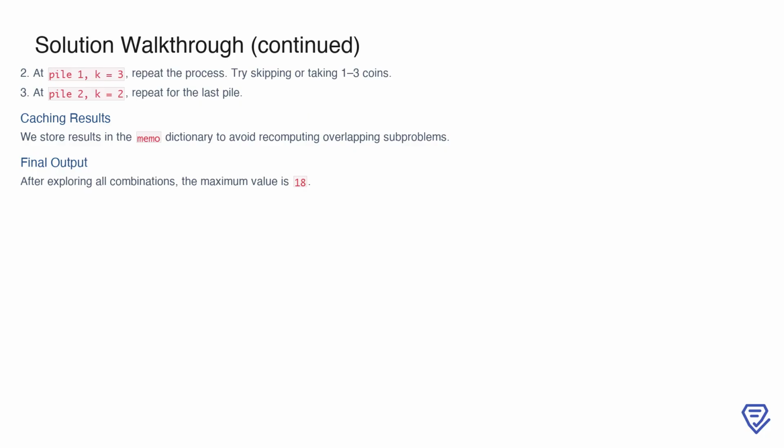We decide whether to skip the pile or take a certain number of coins, using the prefix sums to calculate the value added. Throughout this process, we use memoization to store the results of overlapping subproblems. This ensures that we don't recompute values for the same state, significantly improving efficiency. After exploring all possible combinations of choices across the piles, we determine that the maximum value we can achieve with 4 coins is 18.